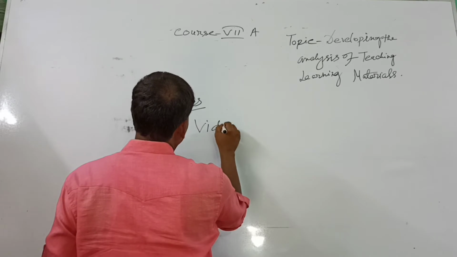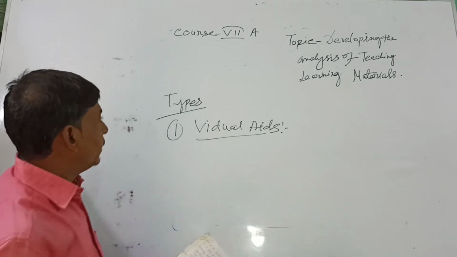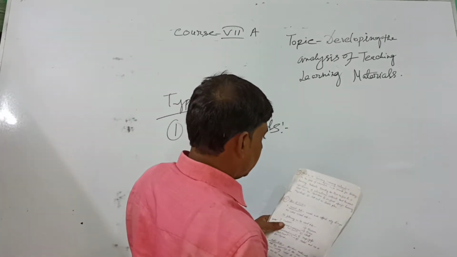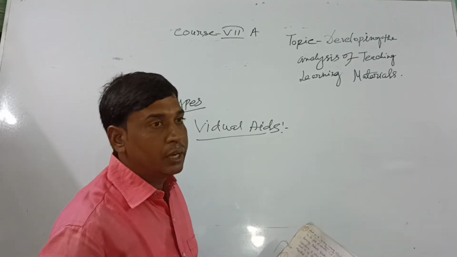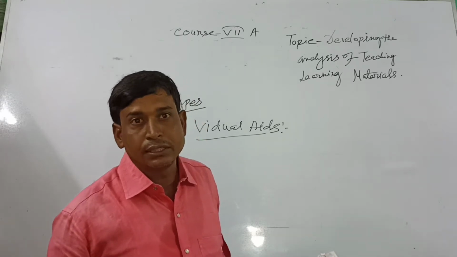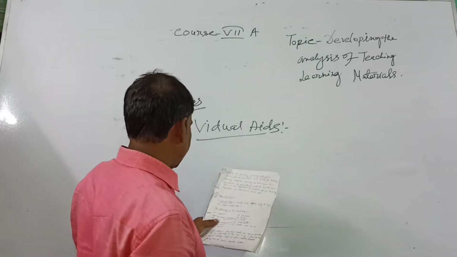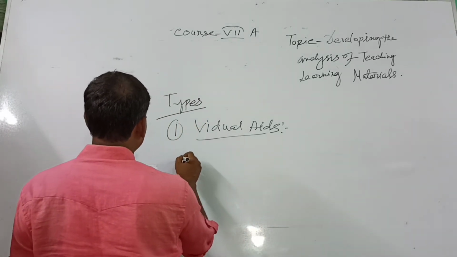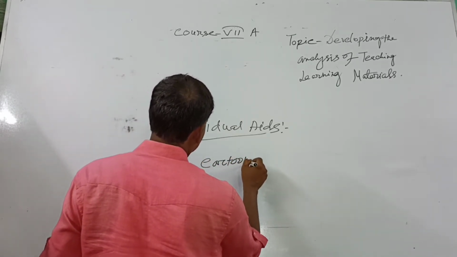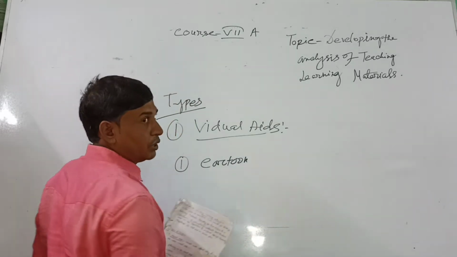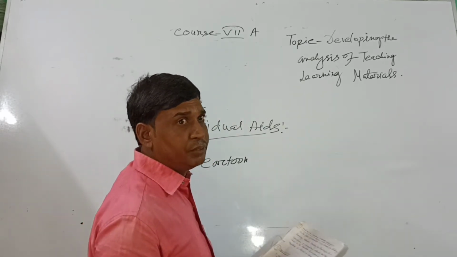Visual aids. The aids which appeal only to the eyes are called visual aids. The TLMs which only appeal to what the students can see with their eyes are called visual aids. I am giving you such examples. A cartoon is a visual aid that students can see in their classroom. There are various types of visual aids.